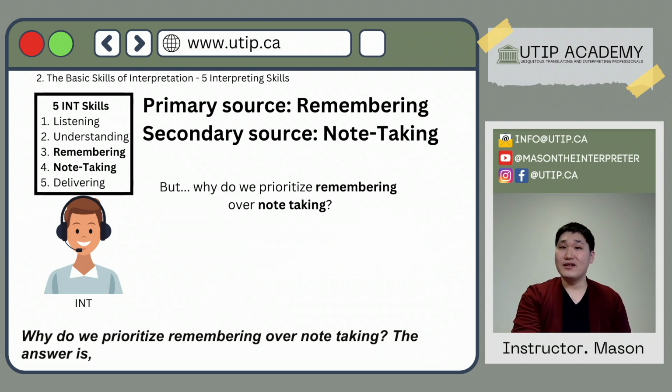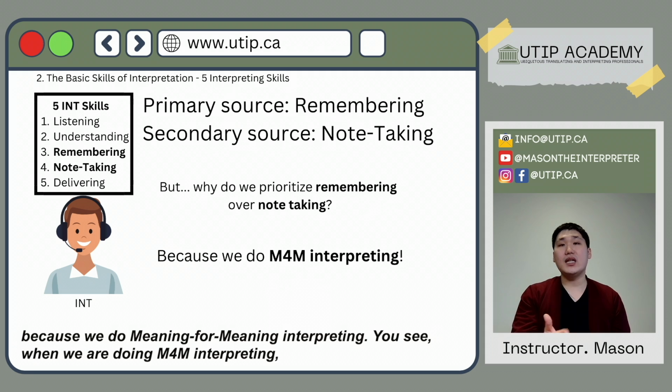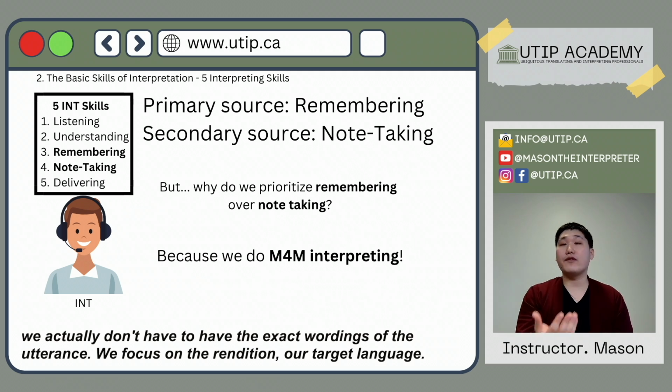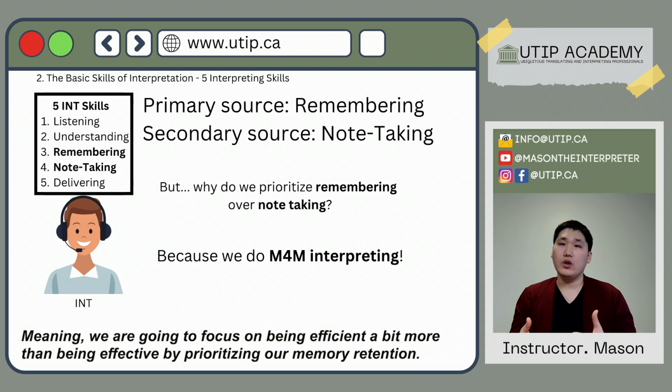The answer is because we do meaning for meaning interpreting. You see, when we are doing meaning for meaning, M4M interpreting, we actually don't have to have the exact wordings of the utterance. We focus on the rendition in our target language, meaning we are going to focus on being efficient a bit more than being effective by prioritizing our memory retention.